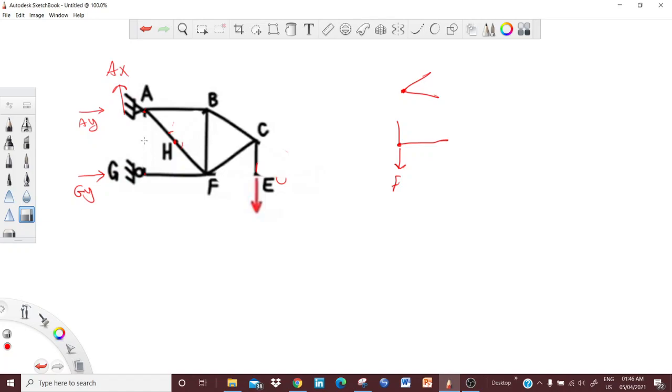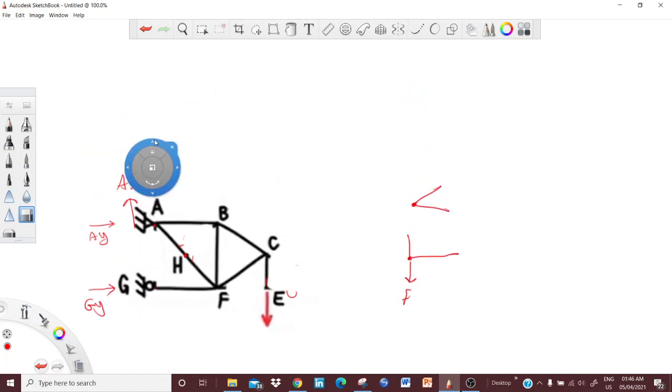Okay, guys. Here we have 1, 2, 3, 4. We have 3, and that's it. When you do the method of sections, you can find the forces in the members. Let's solve another example.